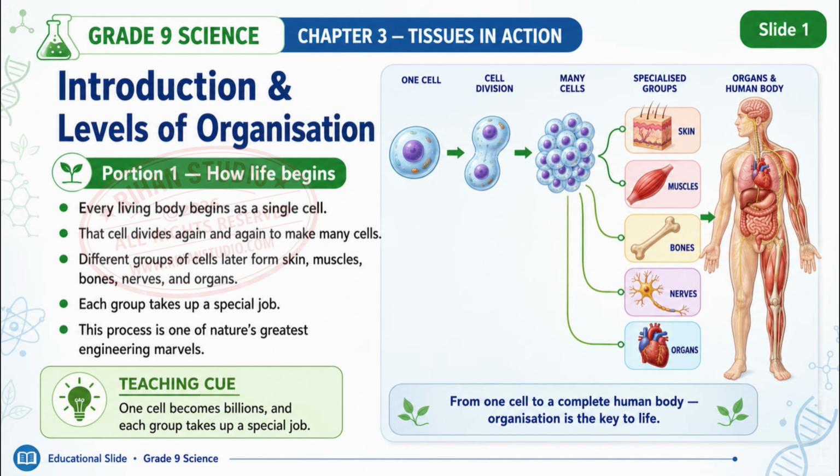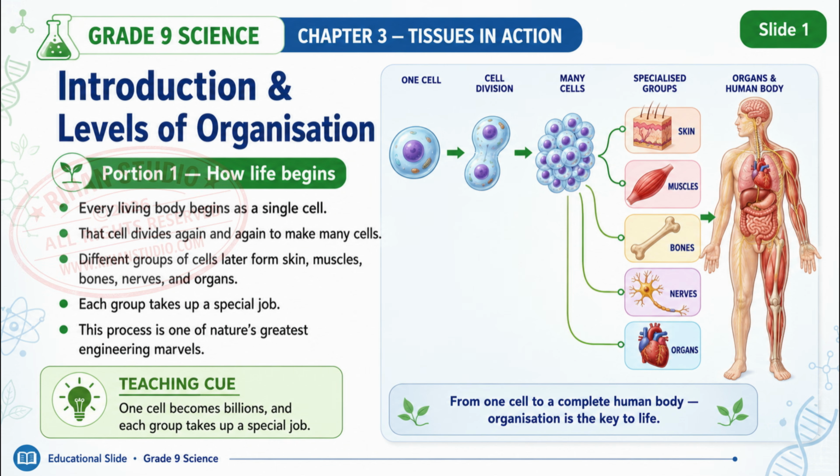How life begins. Life begins when a single cell divides itself again and again to give rise to a large number of cells. These cells gradually form the skin for protection, muscles for movement, bones for support, nerves for control and coordination, and all other organs. This process is so intricate that it is considered one of nature's greatest engineering marvels.